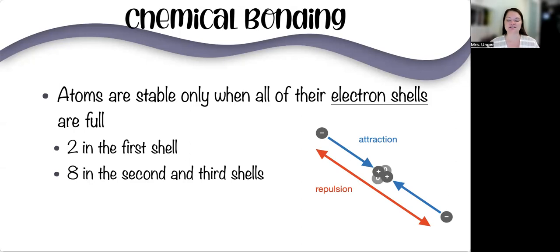It's going to be the most stable when it has exactly 2 electrons in the first shell. Then once 2 are in the first shell, 8 can fit into the second one, and it's going to be the most stable when there are 8, exactly 8. And so on. And luckily for biology, we don't have to worry about any shells beyond 8 because the rest of the periodic table is too complicated for us biologists.